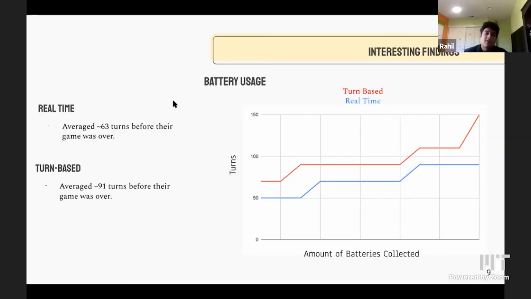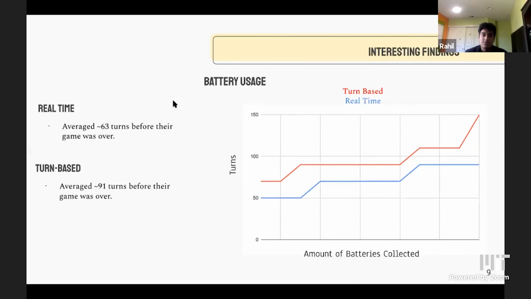So the interesting finding we had revolved around battery usage. Every game, players would have 50 turns to squish as many zombies as they could and save as many injured as they could. However, if they picked up the item called the battery, the amount of turns they would have to do this would increase by 20. A trend that we noticed was that the amount of batteries collected and the score would be directly proportional, meaning that if a player collected more batteries, they would usually end up with a higher score.